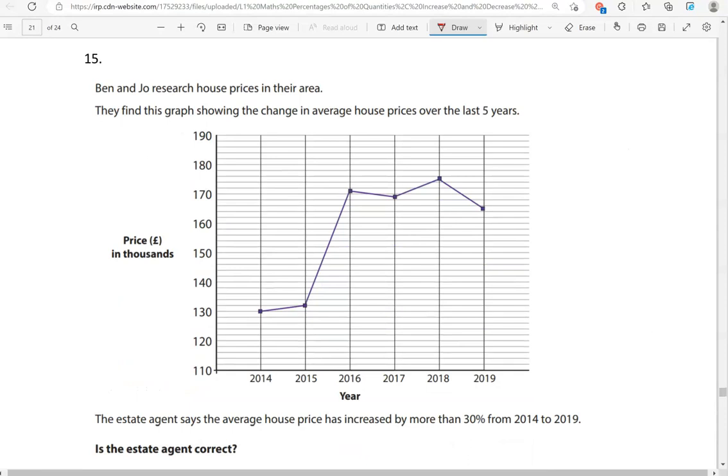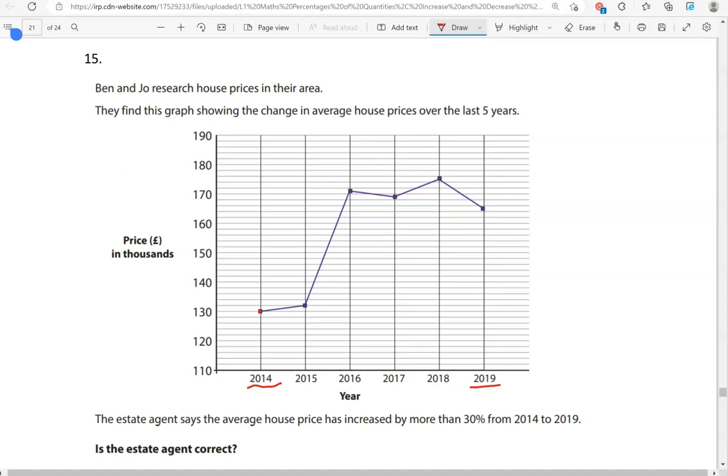Ben and Joe research house prices in their area. They find this graph showing the change in average house prices over the last 5 years. The estate agent says the average house price has increased by more than 30% from 2014 to 2019. Is the estate agent correct? Okay, so 2014 to 2019. What has the increase been by?